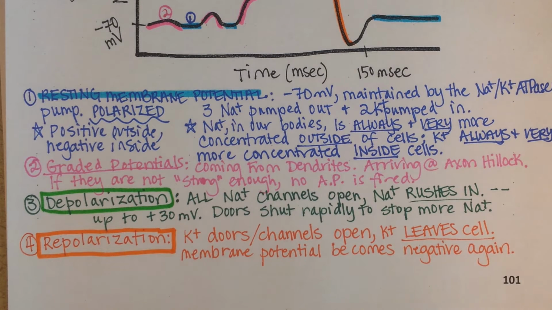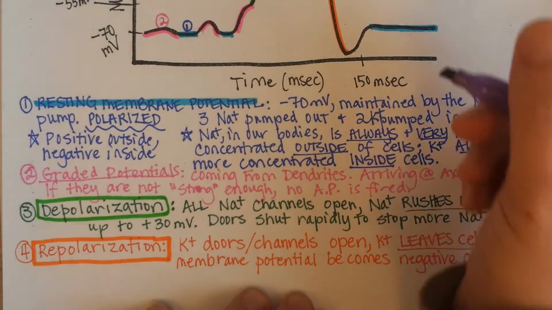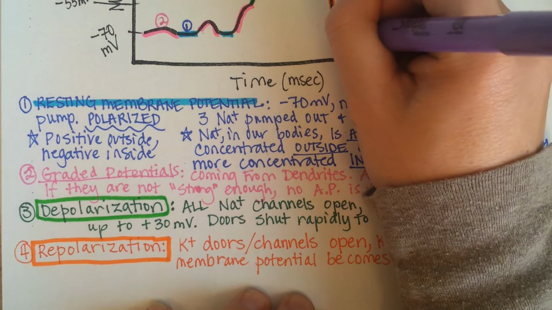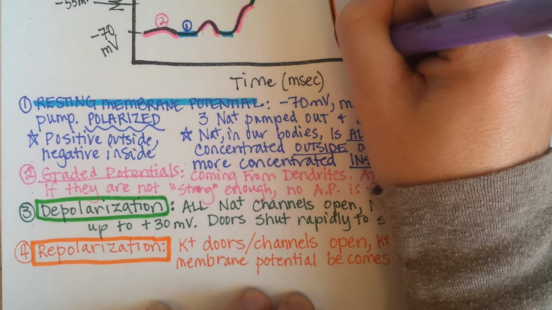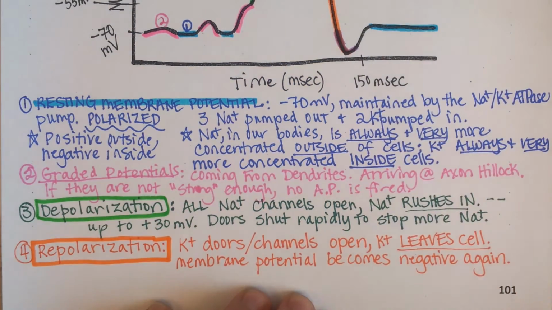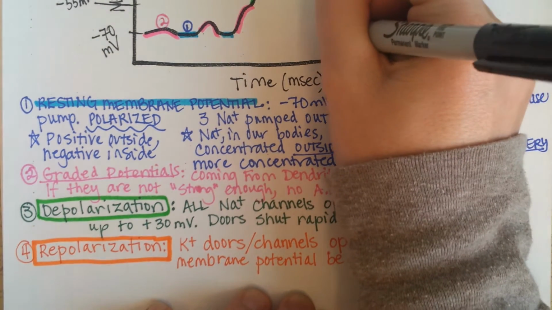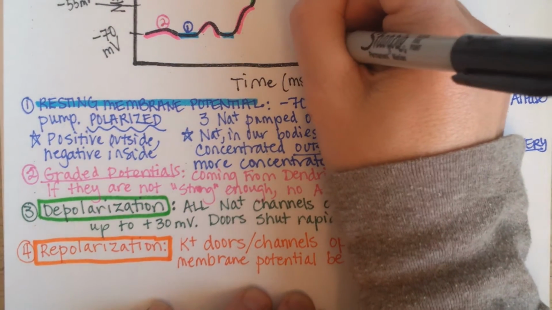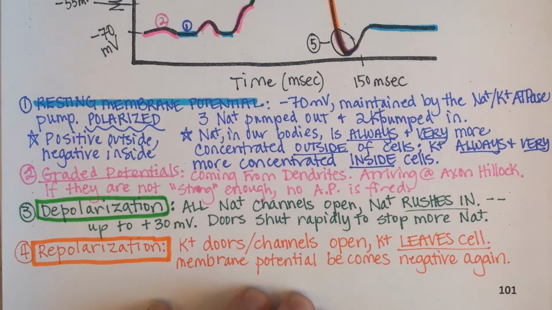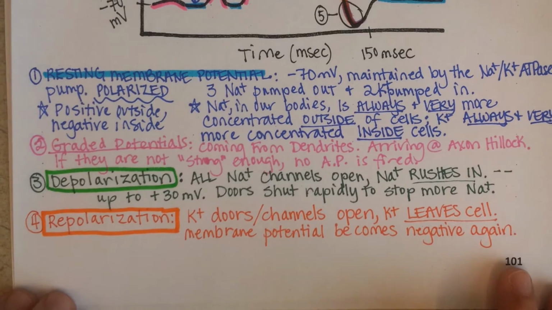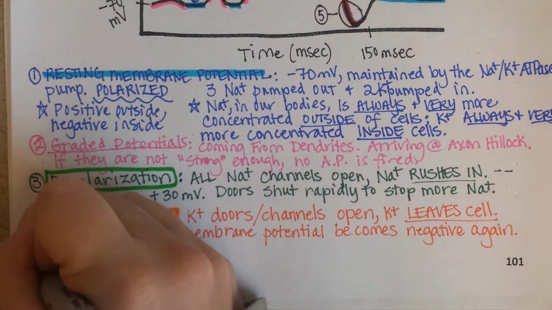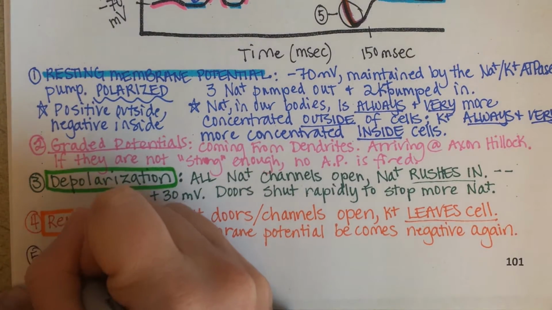Picking right up after repolarization, we'll now look at hyperpolarization. You can use a purple highlighter and go over that orange part. I don't know, maybe circle it. And that's number 5, purple. And we call that hyperpolarization.